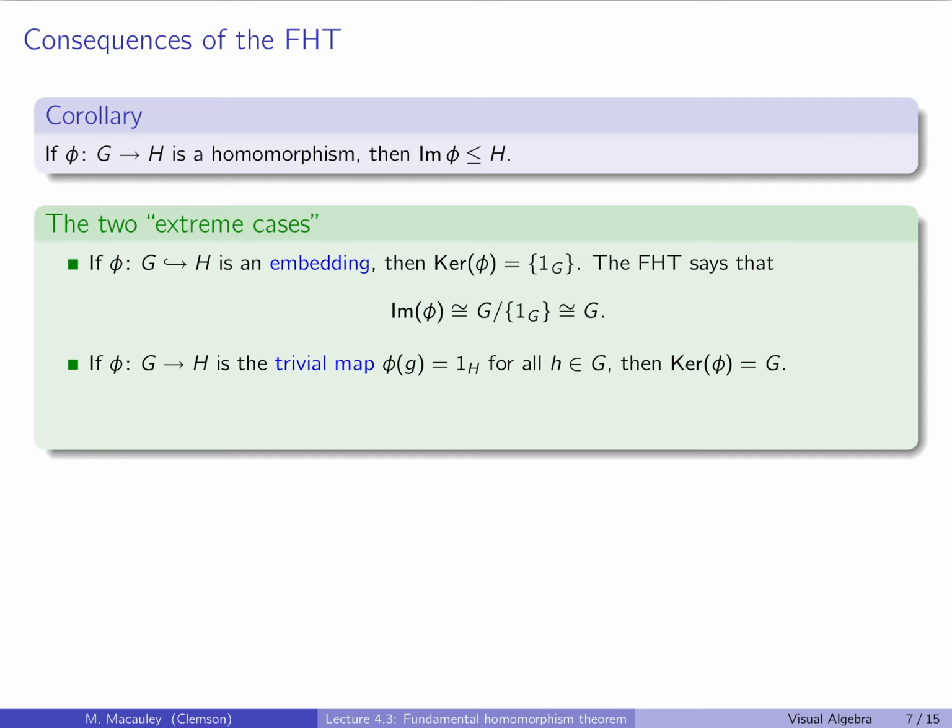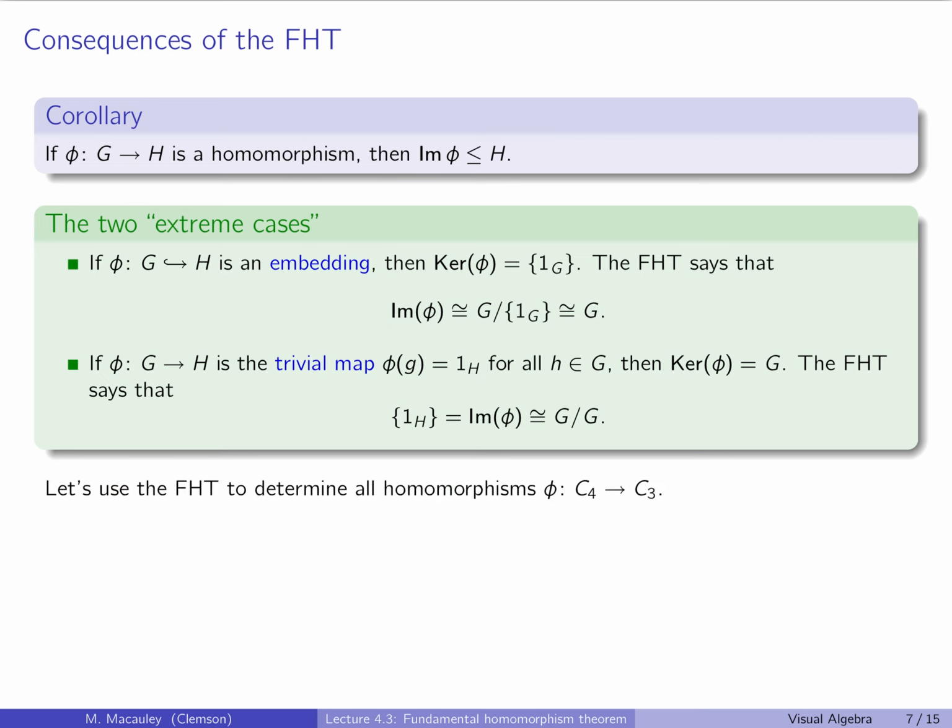On the other hand, if phi is the trivial map from G to H, in other words, every element gets mapped to the identity, then the kernel is all of G. In this case, the fundamental homomorphism theorem says that the trivial group, which is the image, is G mod the kernel, or G mod G, and of course we know that that's true.